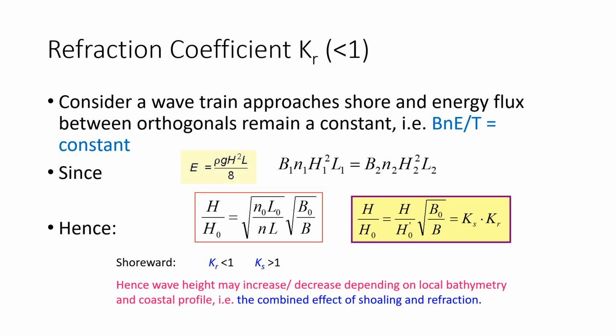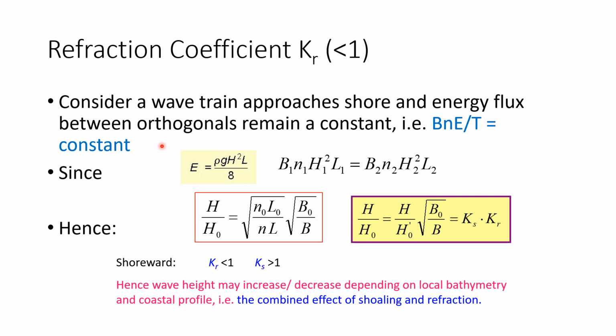Right now we are going to introduce the refraction coefficient KR. Now we consider a wave train approaching the shoreline where the energy flux between two orthogonals remains constant, as we discussed previously. So we modify the equation a little bit, such that now we write it as BnE over T equals constant. That means the total amount of energy in a width of B between two orthogonals will always remain constant.